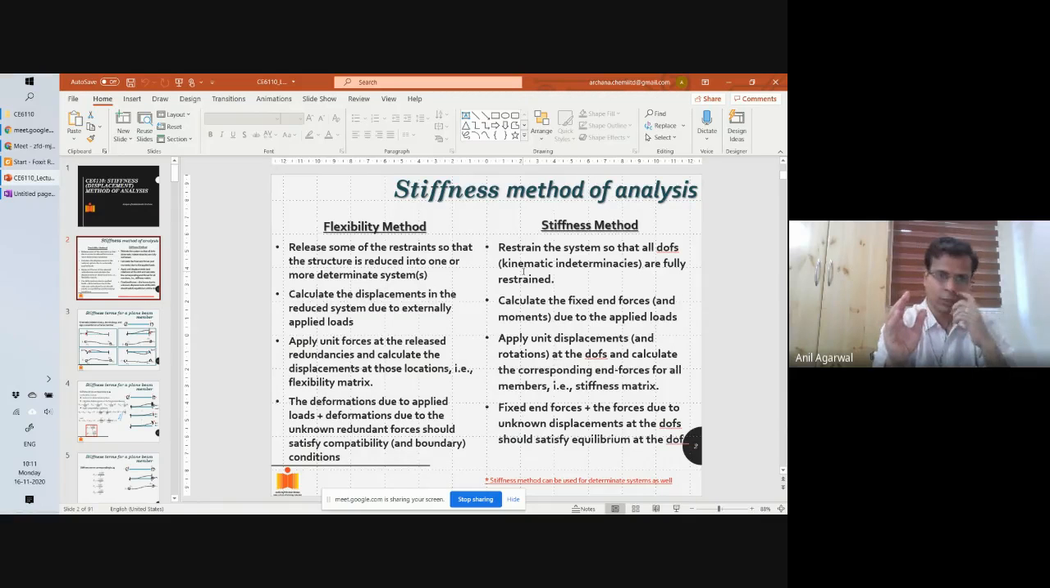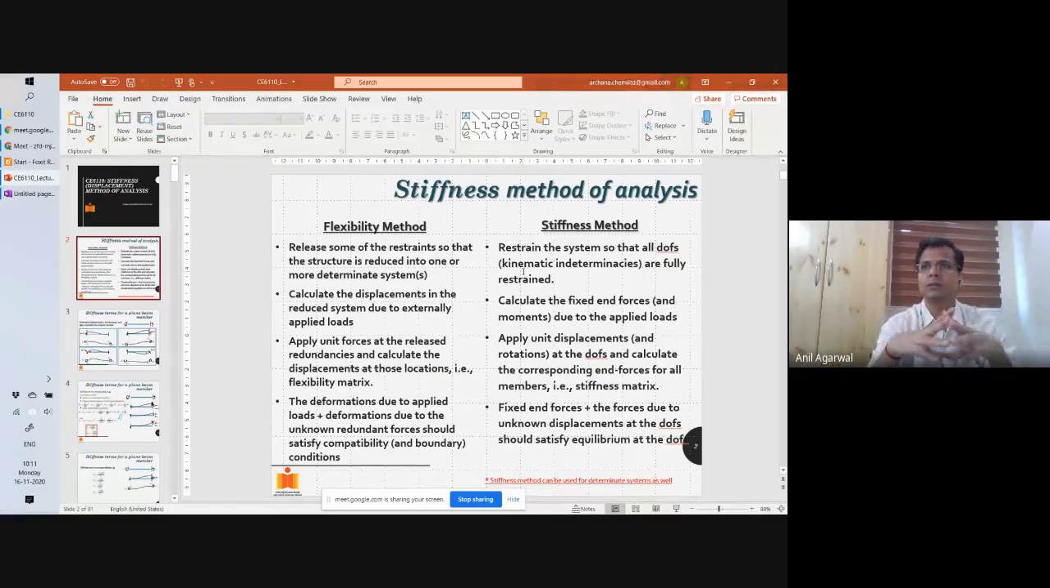Because in the flexibility method, whatever system you have, if it is indeterminate, you resolve it to make it determinate. If the system is already determinate, you solve it directly. So the flexibility method as such cannot be used for solving determinate methods because it is already determinate. That is the first part of the flexibility method. So that is kind of a trivial answer. In stiffness method, it can be used for solving determinate as well as indeterminate problems, and the procedure is exactly the same for the two types of problems.